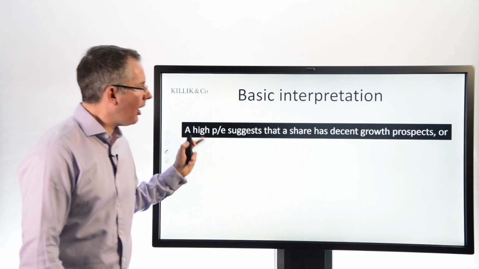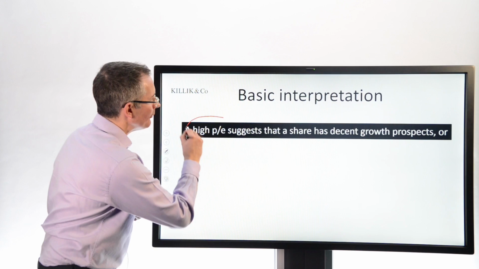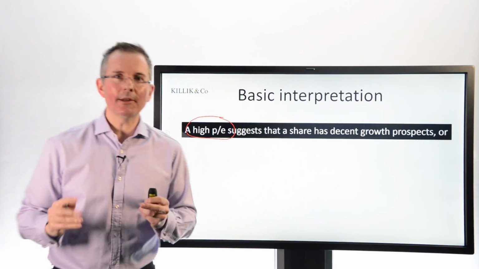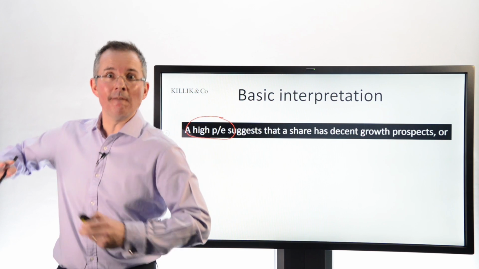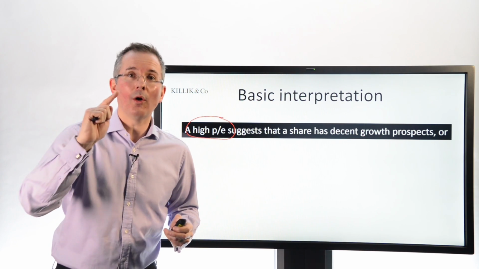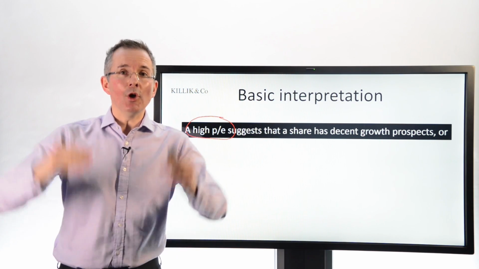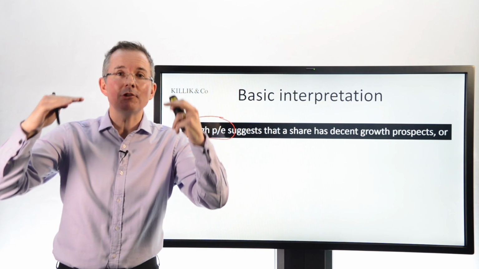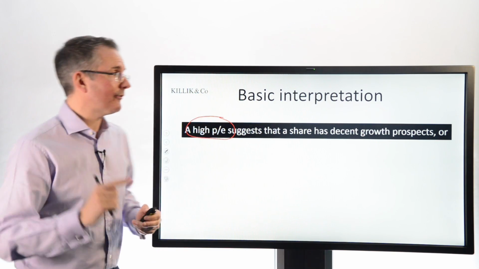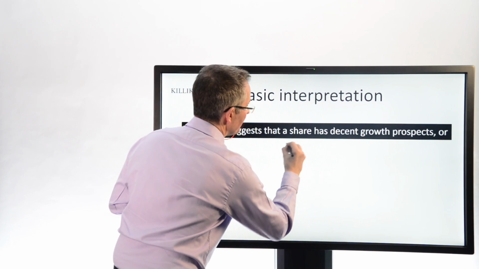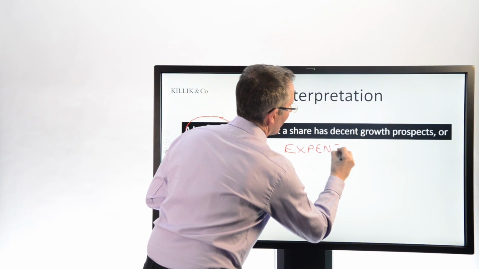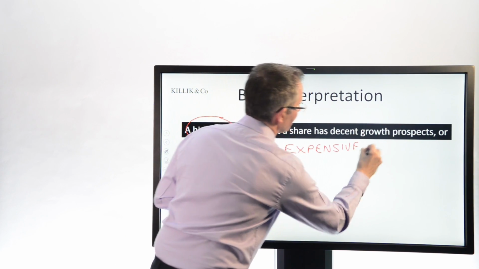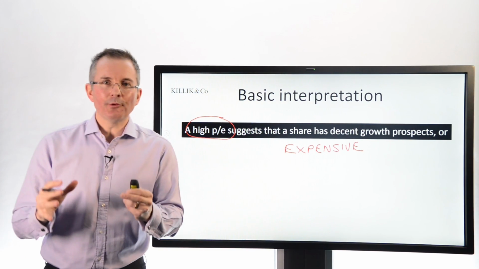Basic interpretation: a high PE relative to other stocks, relative to the wider market, suggests the company has decent growth prospects. A very high PE, very decent growth prospects. Or, don't forget this is a market view. Who sets the share price? Investors trading the share, buyers and sellers. So it could suggest, hence the or, that actually a company's share is too expensive. This is the thing, interpretation is the key. All right? And that's where a bit of judgment's required.